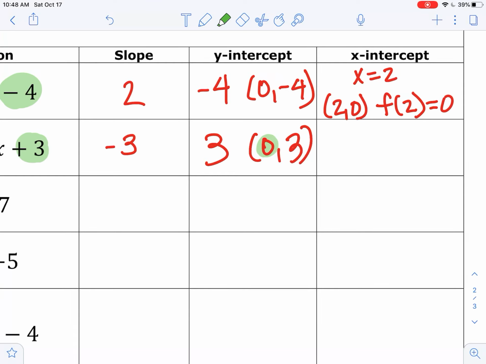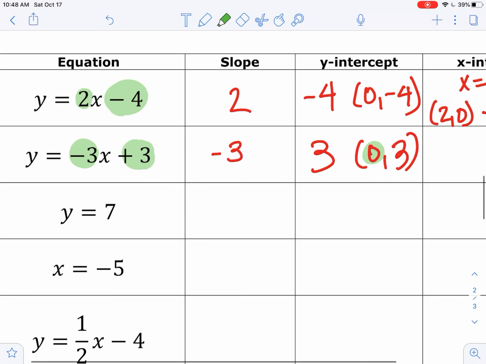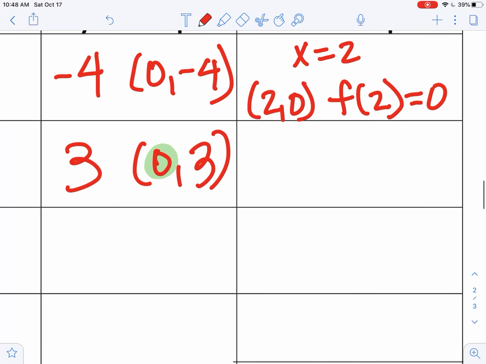Okay, and then last but not least, we've got to find our x-intercept. Now, you're probably wondering to yourself, Miss Hastings, how do I do this without a calculator? Well, let me show you how you would find your x-intercept without a calculator. We know that in the end, whatever we're doing for our x-intercept, the y is going to have to be 0. So let's take it back to that function notation, and let's just plug it into our equation.